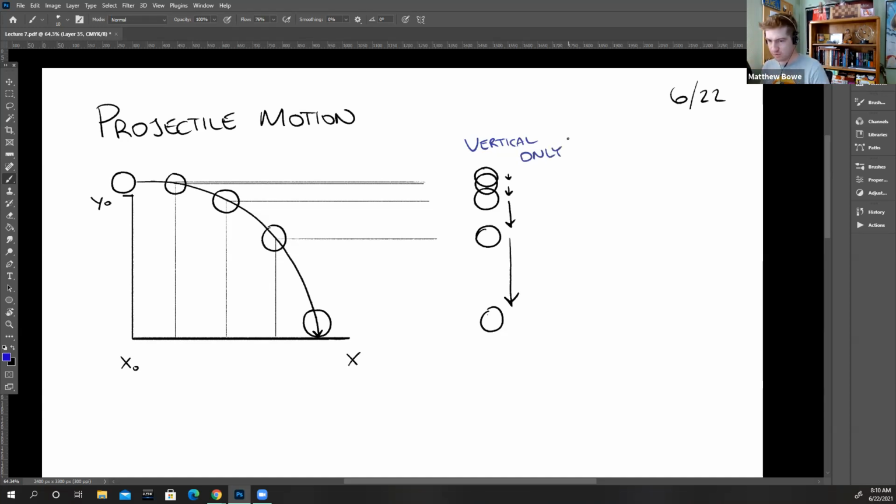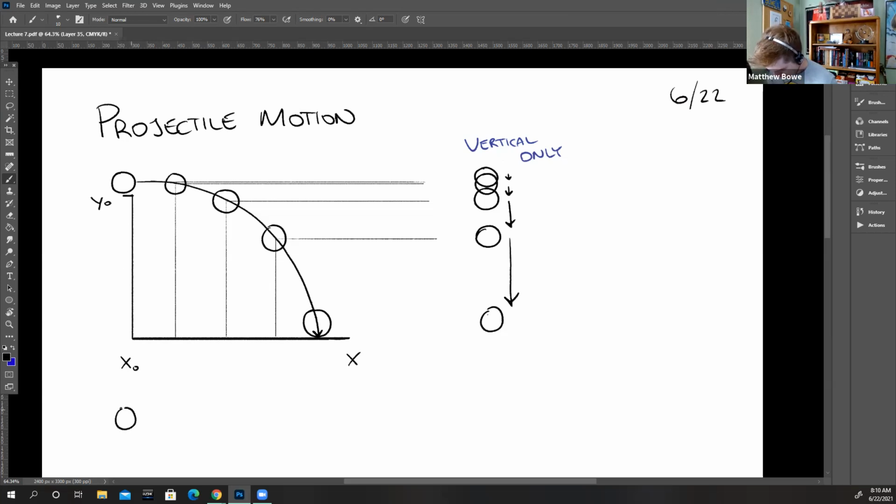I'm only looking at the vertical components of this path. So now let's look at the ball when it's moving in this trajectory. Let's look at just the horizontal components. Well, at one time, I'm going to follow this straight down.